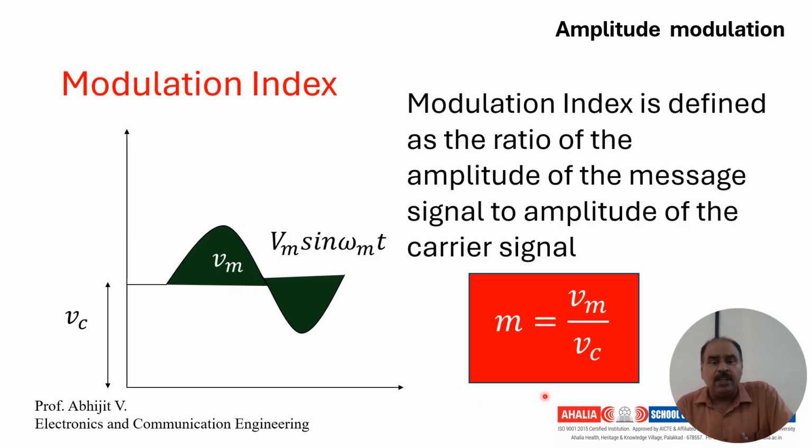So modulation index is defined as the ratio of the amplitude of the message signal to the amplitude of the carrier signal. M is equal to Vm by Vc. This is the carrier signal and this is the modulating voltage. You have seen that Vm will always be above this Vc, right? So modulation index M is defined as Vm by Vc for an amplitude modulated signal. Modulation index is defined as the ratio of the amplitude of message signal to the amplitude of the carrier signal.